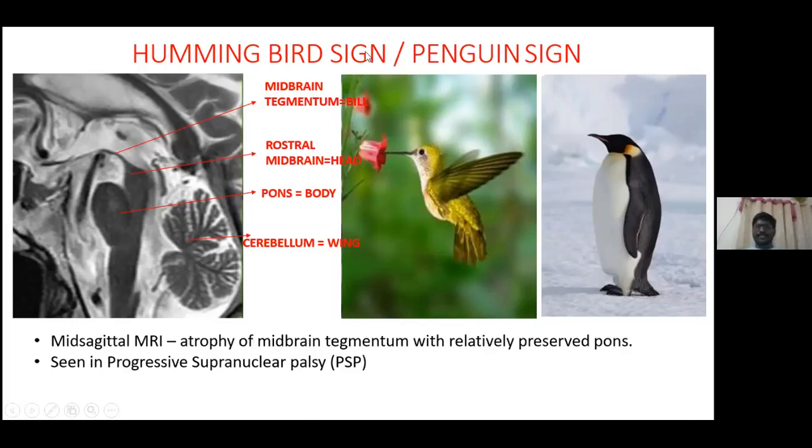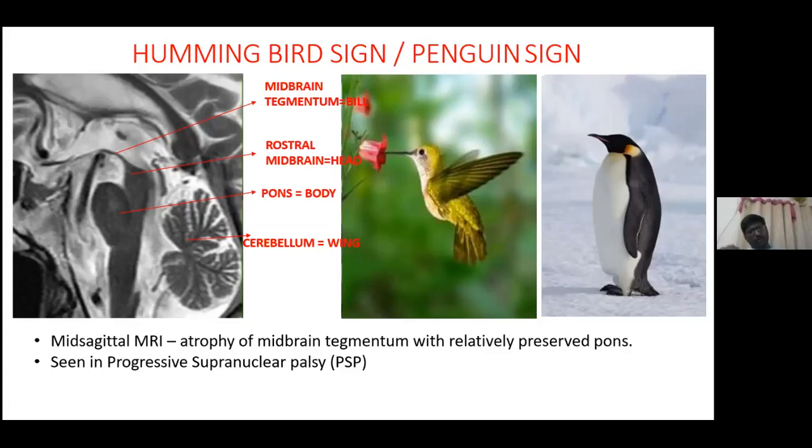So in the question, if you see the hummingbird sign, penguin sign, and clinically there is the dirty tie sign. These patients have an upward gaze palsy, so all the food will fall onto their tie. So dirty tie sign clinically, hummingbird sign radiologically, and patients not responding to levodopa clinically. This is classical of progressive supranuclear palsy, who have early falls.